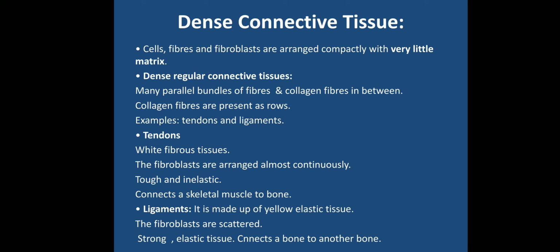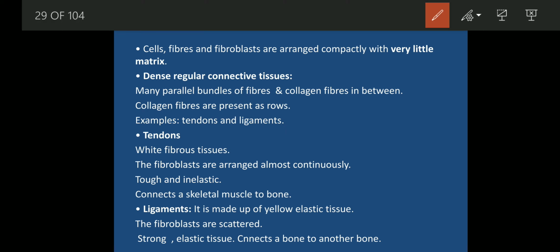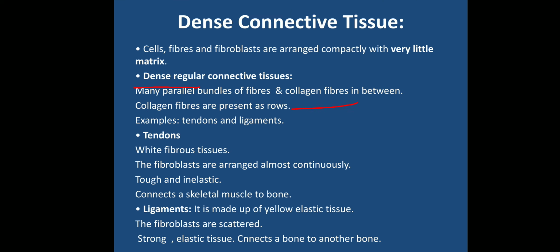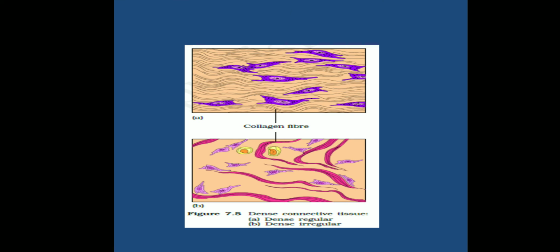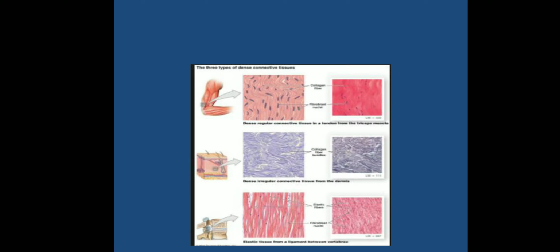Dense connective tissue is again of different types: dense regular connective tissue and dense irregular connective tissue. Dense regular is again of different types, so we will be seeing tendon and ligaments. So what happens over here? Many parallel bundles of collagen fibers are present. Let us see over here. So this is my dense regular, where these are my collagen fibers.